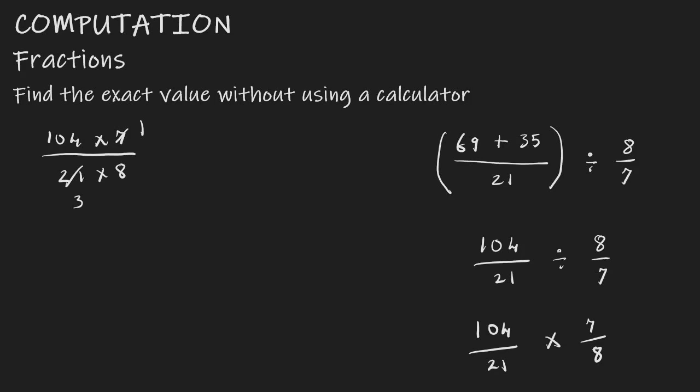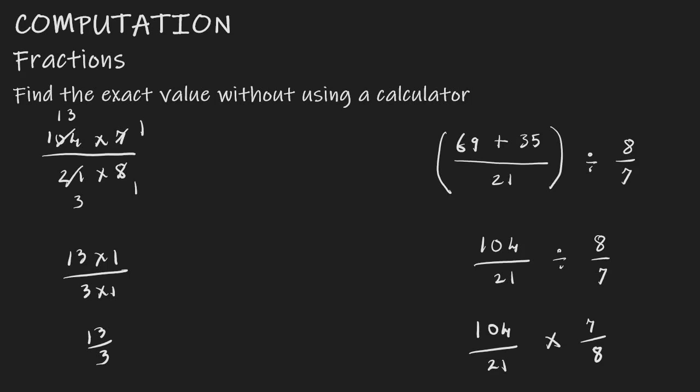I also notice that I have 104 in my numerator and 8 in my denominator. The highest common factor between them is 8. So 8 into 8, that is equal to 1. And 8 into 104, that is equal to 13. What am I left with? So I'm left with 13 times 1 over 3 times 1, which is equal to 13 on 3.